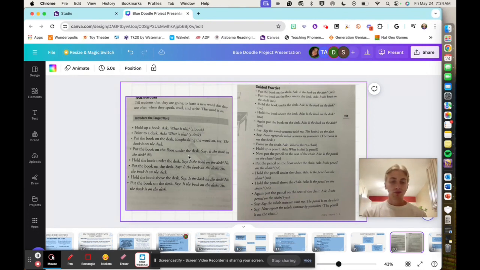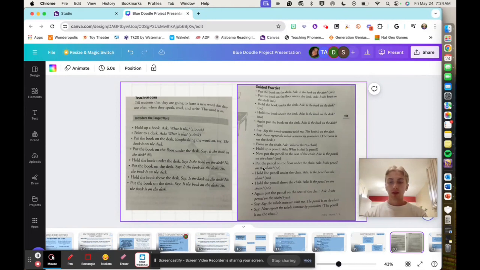I'll go into the last one. Put the book on the desk and say, is the book on the desk? Yes, the book is on the desk. And so it's kind of mind-boggling, it's not very confusing, but it's just very repetitive, and it kind of gets your brain working. And so even though it's easy, they still might miss some just because it's very repetitive. And it's a very similar concept on this one, except they talk about a pencil and a chair.